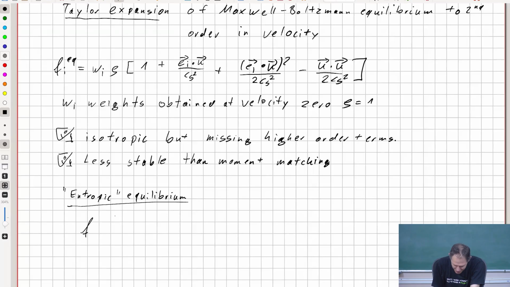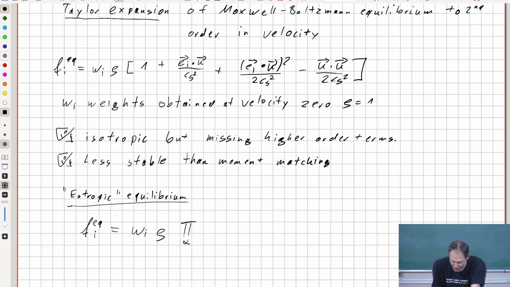I have to admit that I'm not really a fan of this, but anyway. I tell you that I'm not a fan because I may misrepresent it. So I'll try my best to represent it, and if somebody can later correct me. So we have the equilibrium given with the same weights times a rho, and then comes a product.